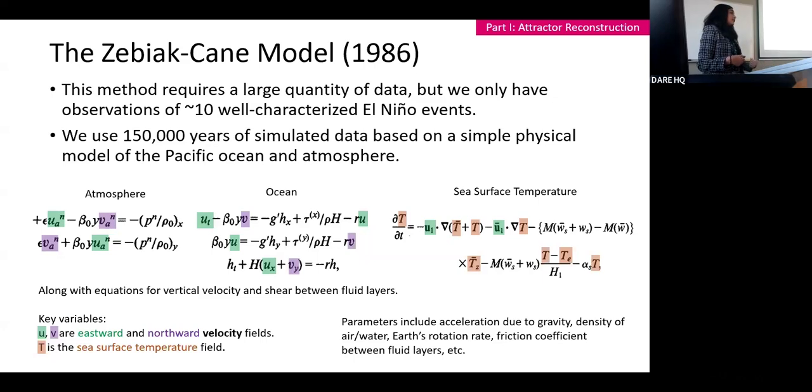So to get around that, we used a physical model, which is designed to simulate that system that I just described. And I put all these equations there just for you to get a sense of how it's set up. The colored entities are time varying, spatially varying fields. So there's velocity in the ocean and the atmosphere and in different directions, and the temperature of the ocean surface and the height of the ocean surface. This is an old model that was actually produced in 1987. So well before many people in this room were born.